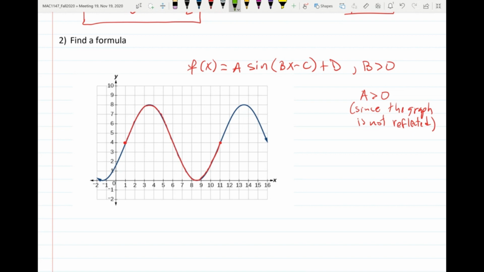Let's see, midline. What's the midline for this graph? It's 4, so this immediately tells us one of the unknowns. Remember, we're looking for a, b, c, and d. So what do we know? We know d, so d equals 4. Everybody okay with this? Can everybody see that the midline is 4?